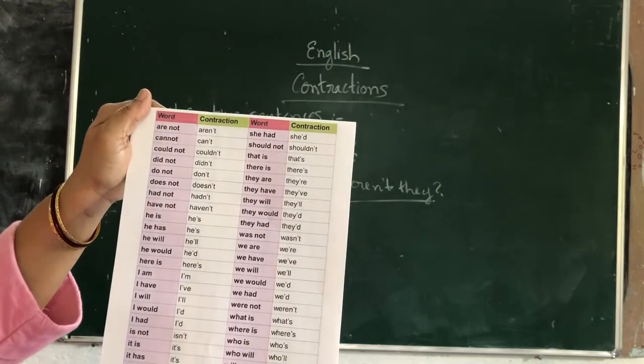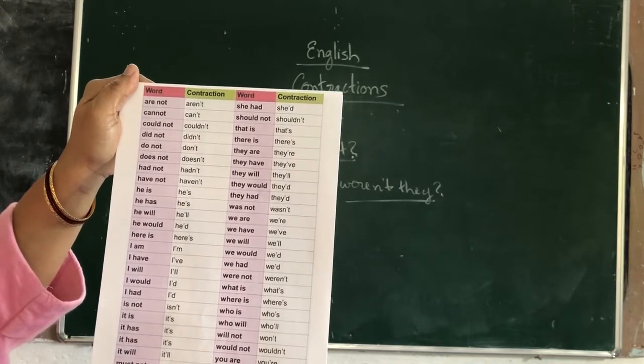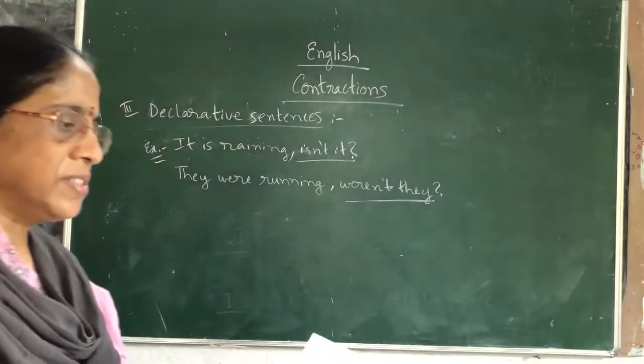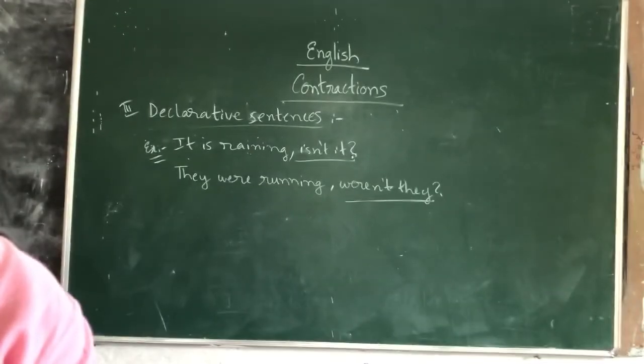All are given. See, word. That is the full form of the word and the contraction of the word. Both are given. So copy down this clearly. Now we'll see few sentences, ma. Along with the contracted forms, how they are given.